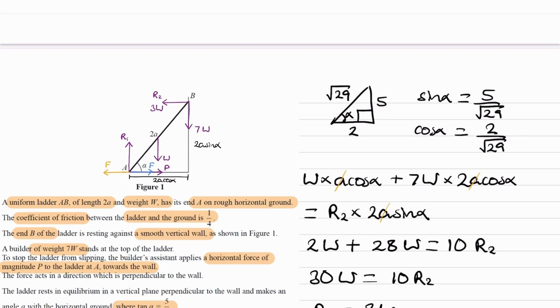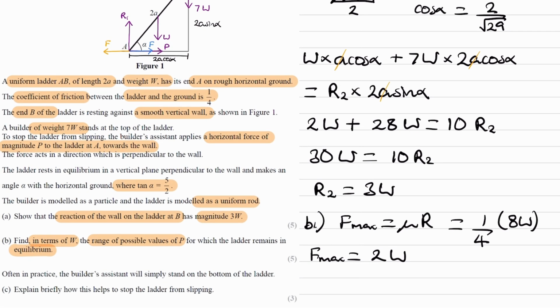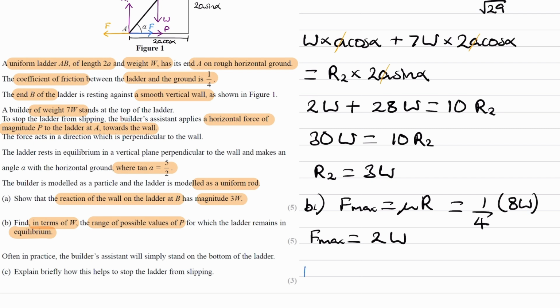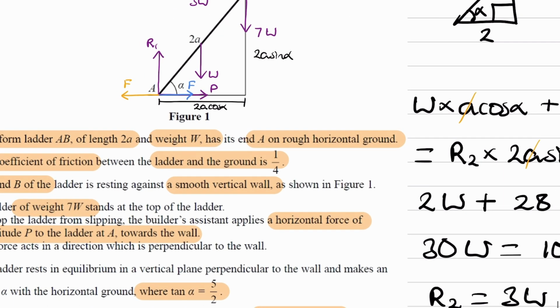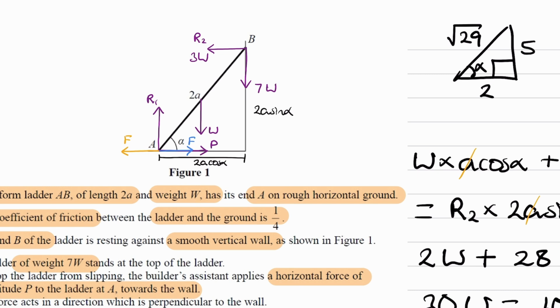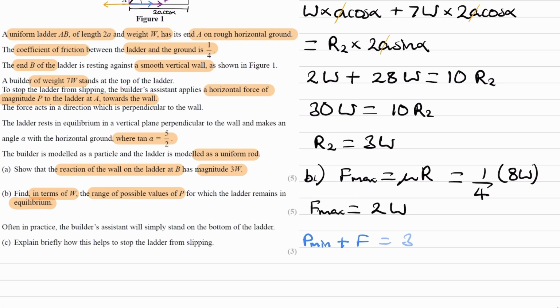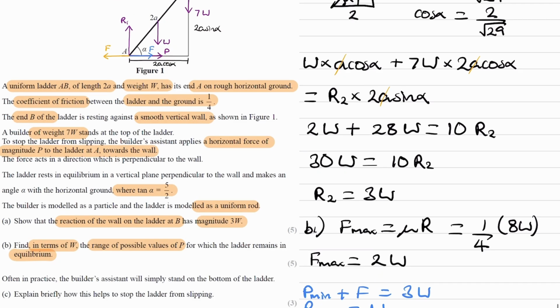I'll write that out. So just considering the blue scenario. The blue scenario is when the builder's assistant is pushing with the least possible force towards the right. So I'll call that P-min. P-min plus F, those are the two forces acting towards the right, F plus P. They will equal the 3W towards the left. And in that scenario, P-min would be 3W minus the F. F is 2W, 3 minus 2 is obviously 1. This becomes W. That's the minimum pushing force.